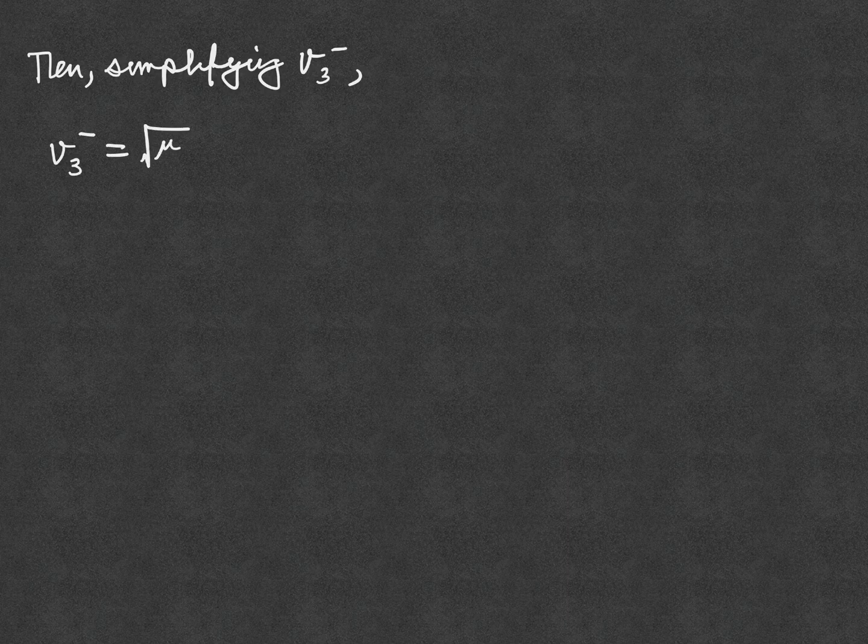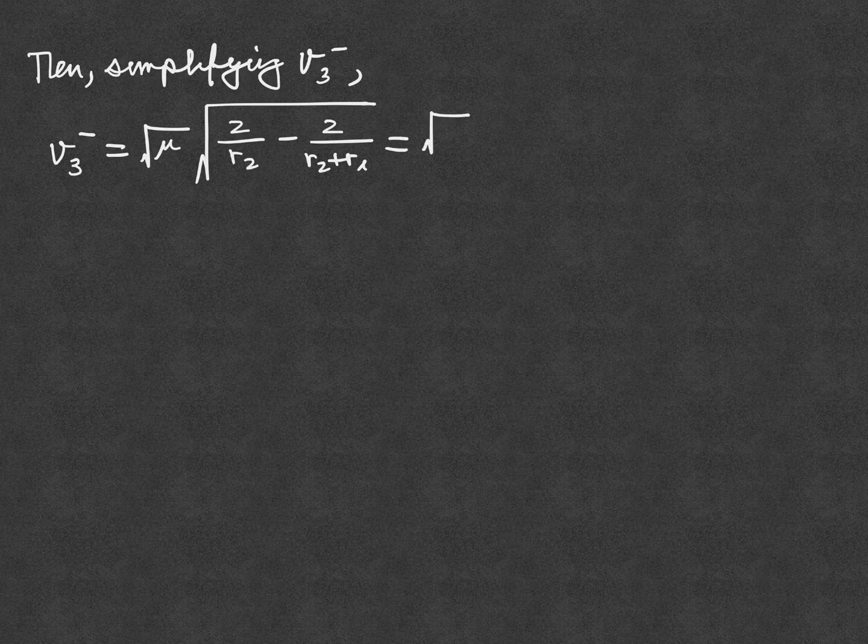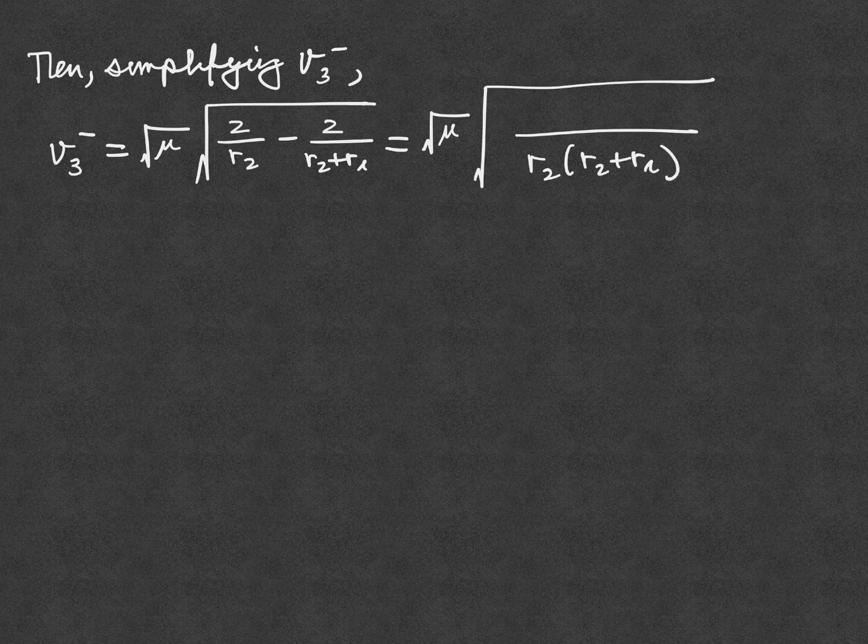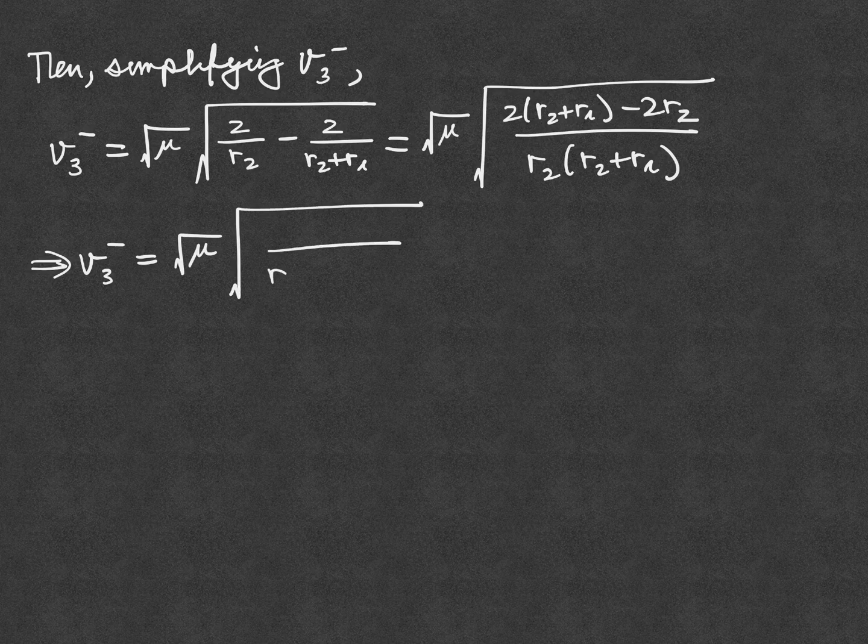So then, simplifying V3 minus, we have V3 minus, which is equal to the square root of mu times the square root of 2 over R2 minus 2 over R2 plus Ri, which is equal to the square root of mu times the square root of, well, the denominator becomes R2 times R2 plus Ri, and the numerator becomes 2 times R2 plus Ri minus 2R2, which then implies that V3 minus is equal to the square root of mu times the square root, and again in the denominator we have R2 times R2 plus Ri, and in the numerator the two R2's cancel out, which leaves us with 2Ri.